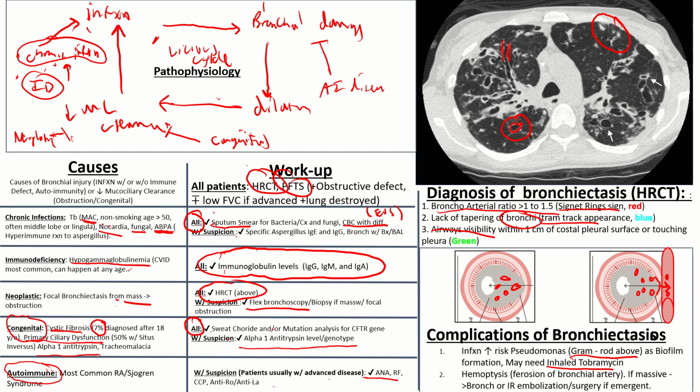It can be massive, and if it is massive, you need to really get pulmonary and IR on board, as well as maybe CT surgery, and you're going to need to treat that as quickly as possible because massive hemoptysis can be very deadly. But one of the most common causes of massive hemoptysis, and what I've seen in the hospital, truthfully, is going to be bronchiectasis.